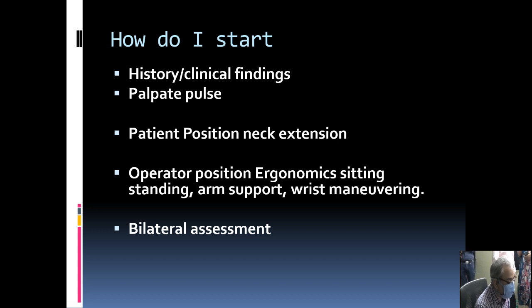So how do we start? We check the history, we check the clinical findings, we try to palpate both carotids, and we give the patient the neck extension position, so that we can see the neck right from the supraclavicular region up to, say, the parotid region.